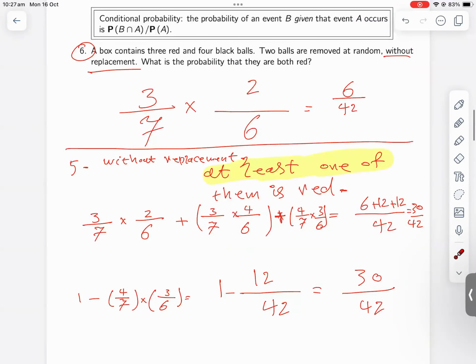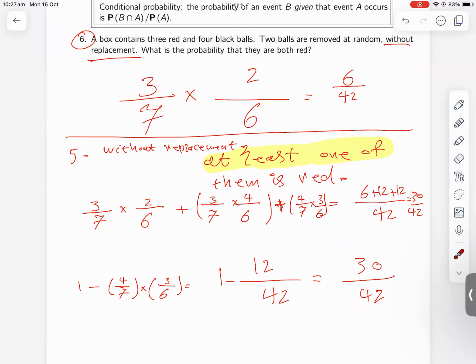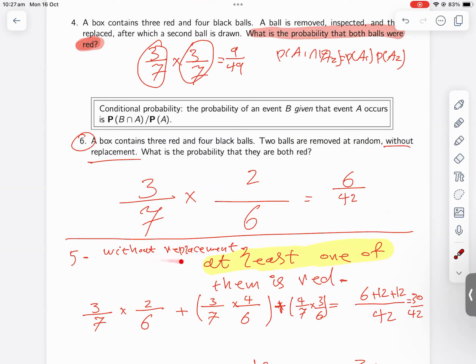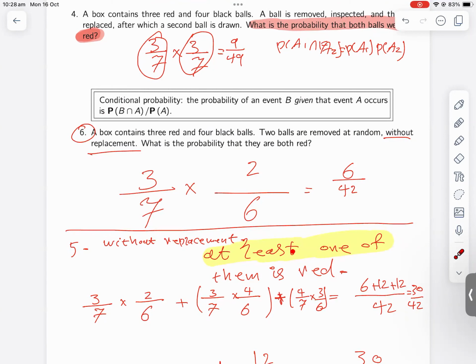Now, let's have a look at a slightly different question. Without replacement here, but what is the probability that at least one of them is red? So at least one of them red, it means exactly one of them red or 2 of them red. So without replacement is this question, not this question. So exactly one of them red, it can be the first, 3 over 7 times 2 over 6.